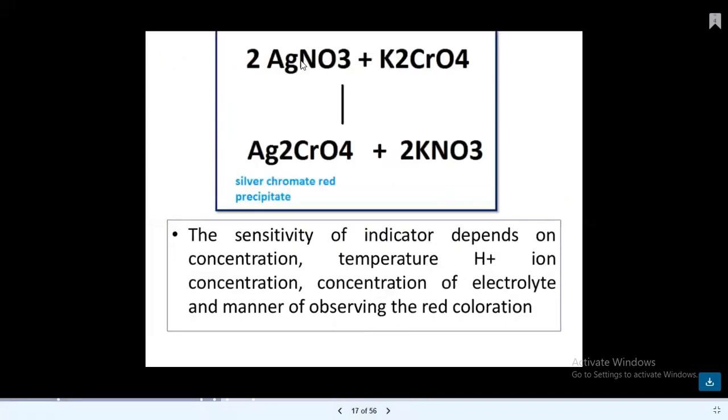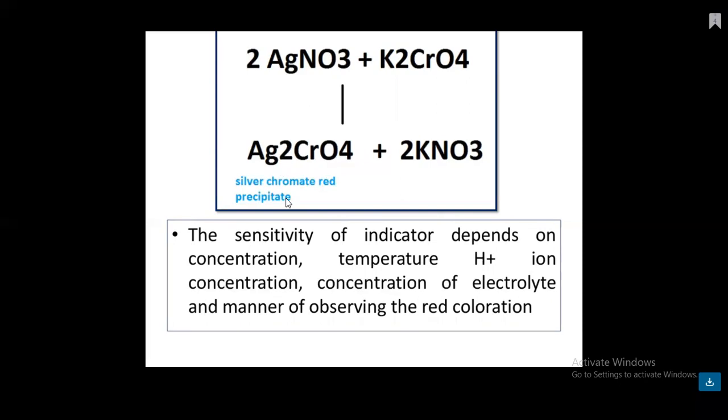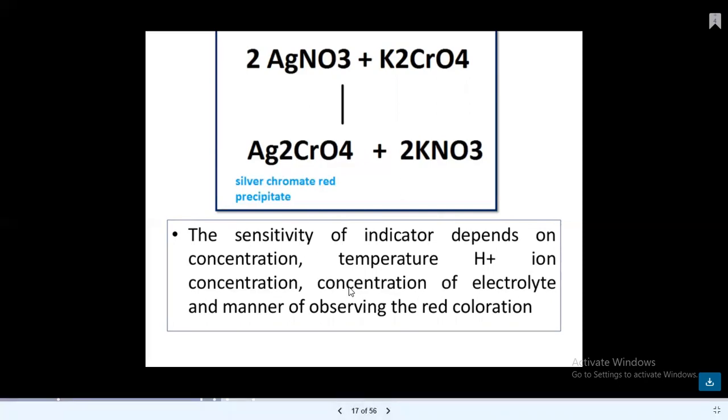That is the reaction. Silver nitrate has the possibility to react with chromate and convert into silver chromate, which is a red precipitate. The sensitivity of the indicator depends upon the concentration, temperature, acidic or hydrogen ion concentration, concentration of electrolyte, and the manner of observing the red coloration.